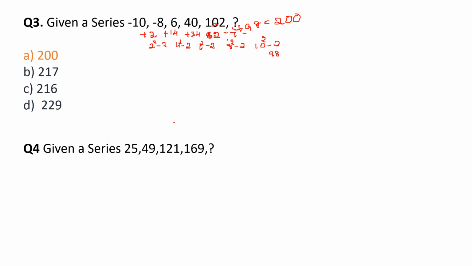Next question. Given a series 25, 49, 121, 169. So if you observe the pattern, what is 25? It is a square number, right? So 25 is 5 square, 49 is 7 square, 121 is 11 square, so 169 is 13 square. So this is a continuous square of prime numbers.